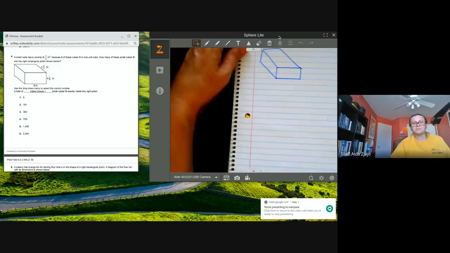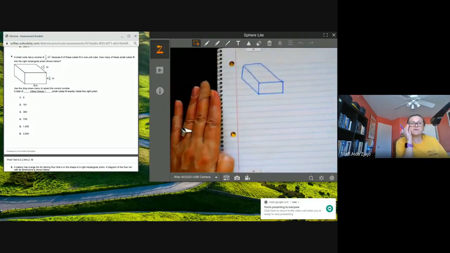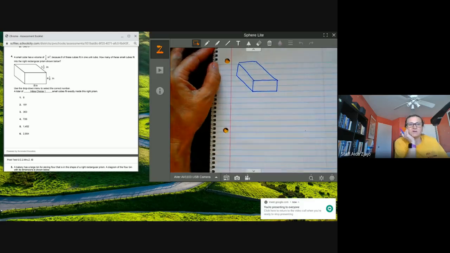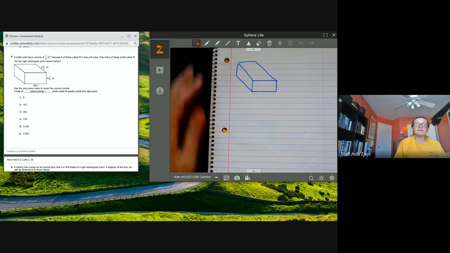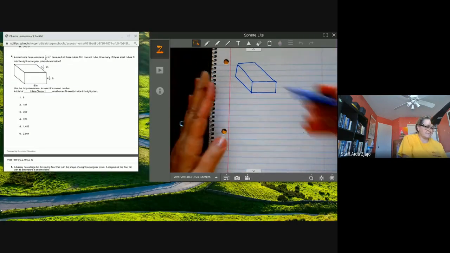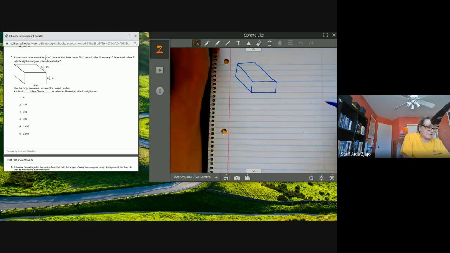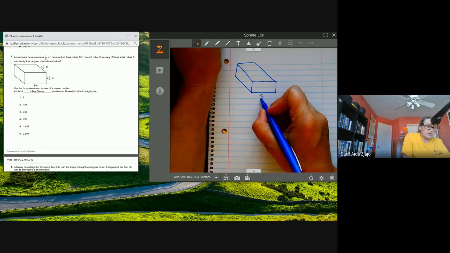Okay, there is a problem that says a small cube has a volume of 1/8 cubic inches. Because 8 of those cubes fit in a 1 unit cube, how many of these small cubes fit into the right rectangular prism shown below? So what that means is they are giving you this box, and you will find how many cubic inches this volume is.